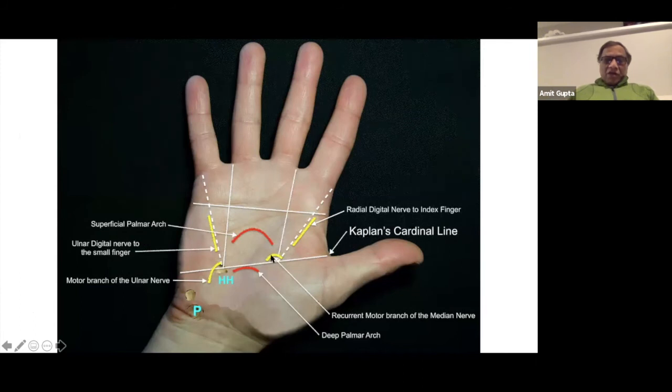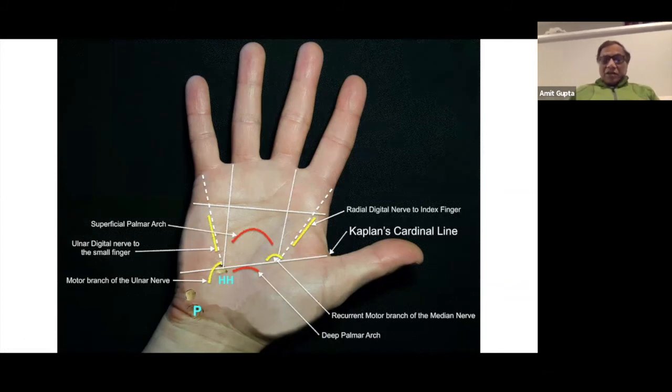Then you have the motor branch of the median nerve, and then the deep palmar arch lies proximal to it, and the superficial palmar arch lies distal to it, and then you have the border digital nerves, one on each side, and you have the pisiform on the ulnar side of the wrist. So that's the standard description defined by Emanuel Kaplan.